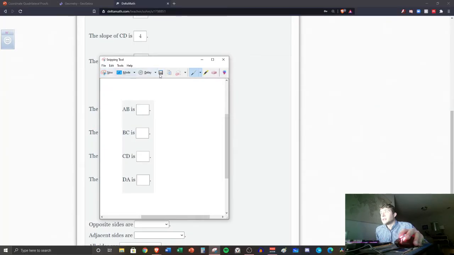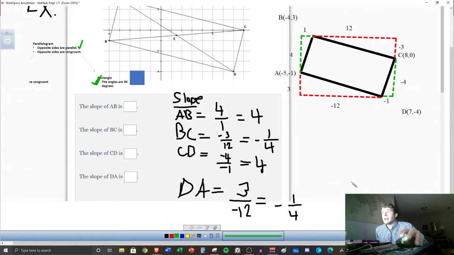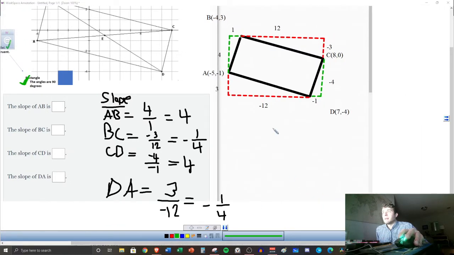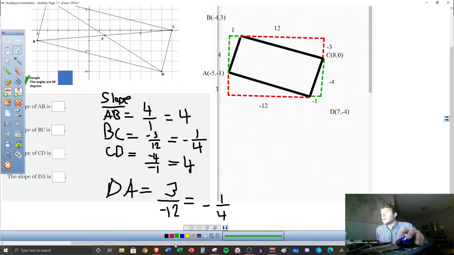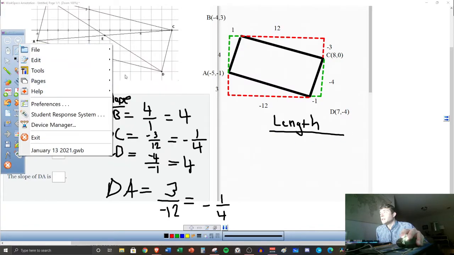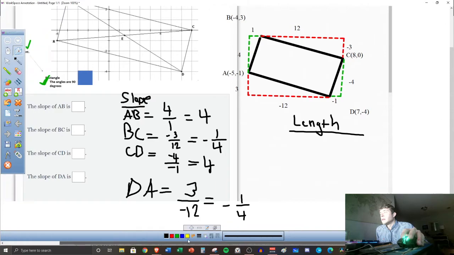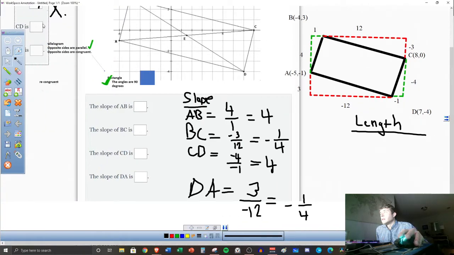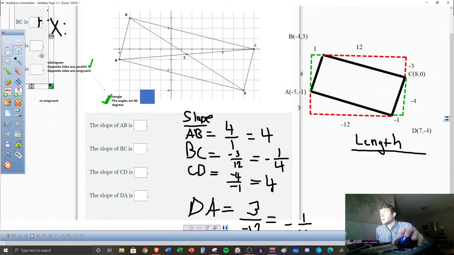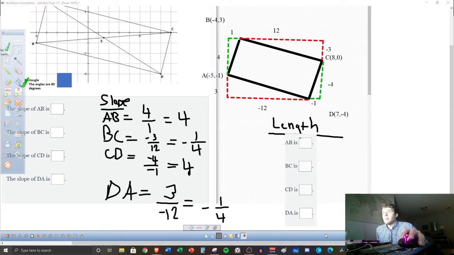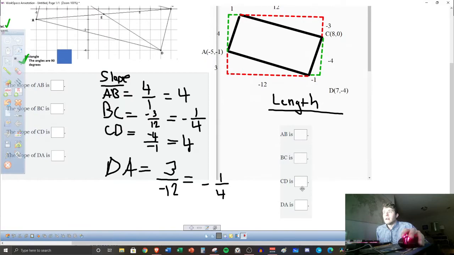I'm going to copy this. Okay, and let's go back. We're going to do the same thing we just did, except now we're going to say length. Instead of slope, we want length. I'm going to paste this in. Move this down here. So you're going to copy that down. All right, length of AB, BC, CD.